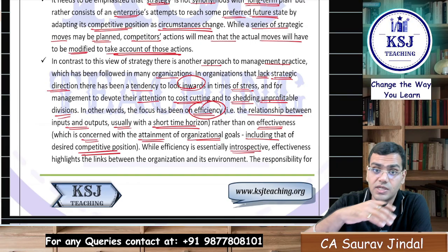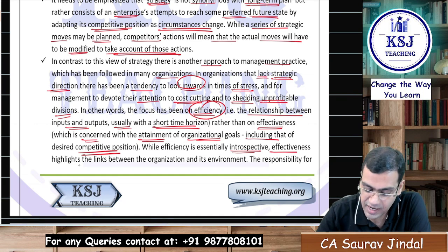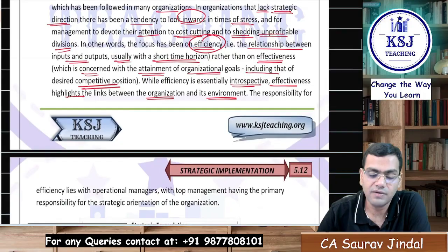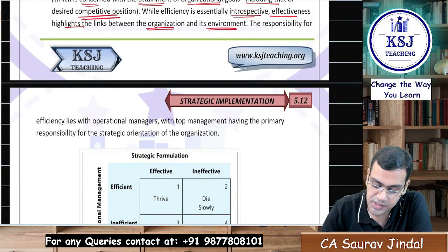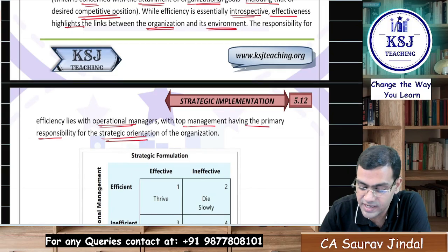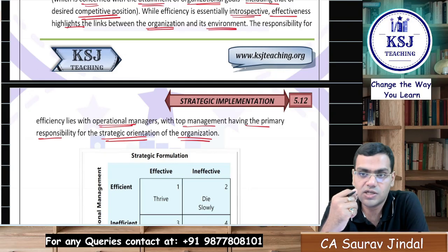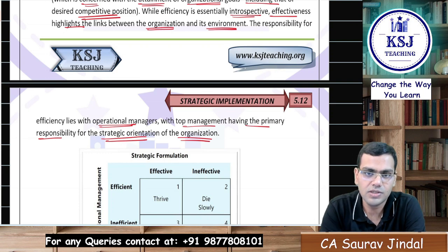While efficiency is essentially introspecting whether the procedures inside the factory are being done in the right way or not, effectiveness highlights the links between the organization and its environment. According to the external environment, whether we have prepared effective strategies or not. The responsibility for efficiency lies with the operational managers, with the top management having the primary responsibility for the strategic orientation of the organization. Efficiency is related to the operations of the business, which is why it is the responsibility of the operational managers, whereas top management is looking at the overall strategies of the organization.